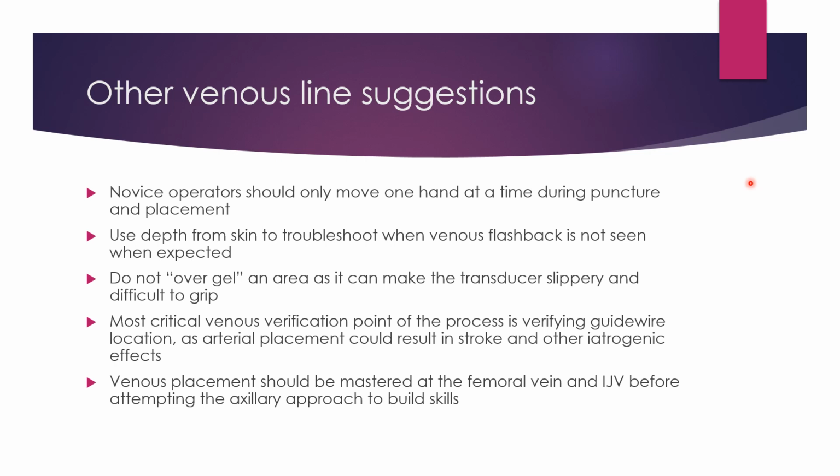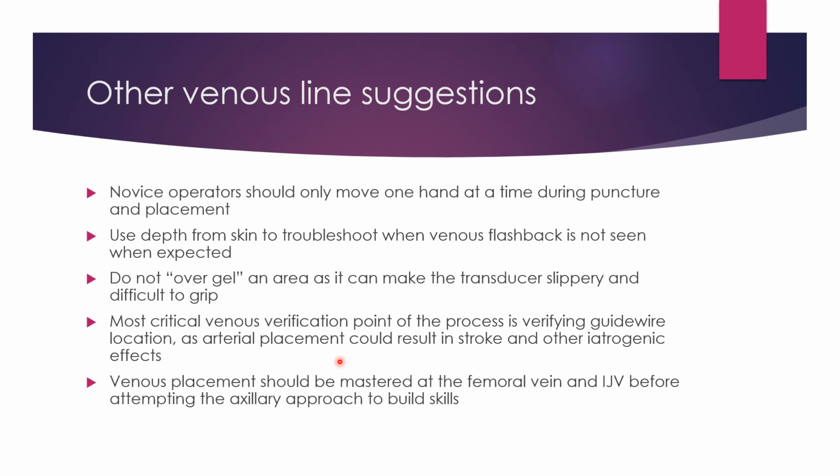You can also use the depth of the skin to troubleshoot when a venous flashback is not seen. So if you know you've advanced a 3-inch needle and the depth of the vessel was only 1.5 inches and you haven't gotten a flashback, then knowing that distance should tell you not to continue to try and advance the needle, but to pull back as you've probably missed the vessel entirely. Make sure that you don't over gel an area, because that gel can get everywhere and it can make things very slippery, and it can be difficult to grasp onto your transducer, making your progress very much more challenging.